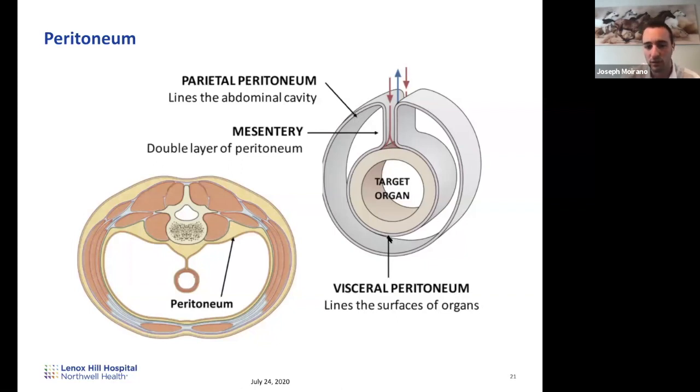So it's important to remember the visceral peritoneum is going to be lining the actual surface of the organs, while the parietal peritoneum is going to be lining the abdominal cavity. Those are words you really want to make sure you understand the meaning of, because like you guys have seen now, it's come up in 3 consecutive lectures. So it's important to be able to just understand what these things are.